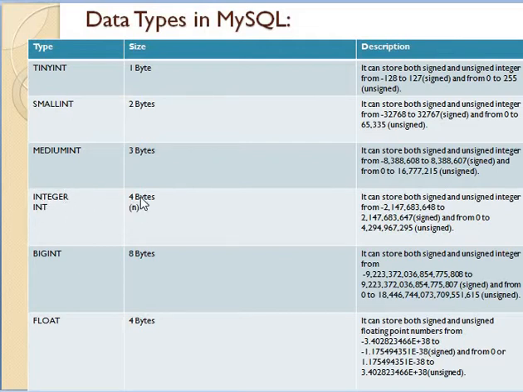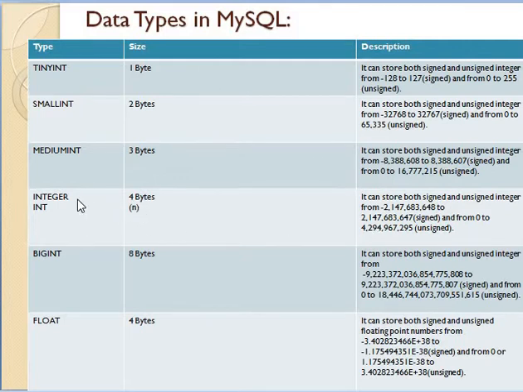Then there is another version of this integer data type, which is int(n). Here the size will be defined by the user. If the value of n supplied by the user is 4, then this int data type can accommodate 4 bytes of data, so 4 bytes will be the size. But if the value of n supplied by the user is 2, then this int data type can accommodate 2 bytes of data.